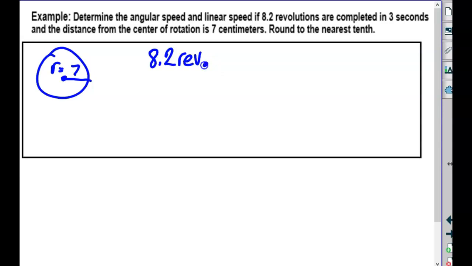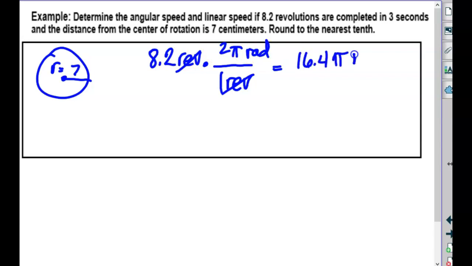One revolution needs to cancel, and 1 revolution is how many radians? Once around is 2 pi. So now the revolutions go away, and I'm going to leave it exact for a minute. If I take 8.2 times 2, I get 16.4. How did I do? Is that right? Okay, 16.4 pi radians. Pi is still in there. Okay, that is our angle theta. It's not really a theta or an angle until it's in radians. And then it says in 3 seconds.